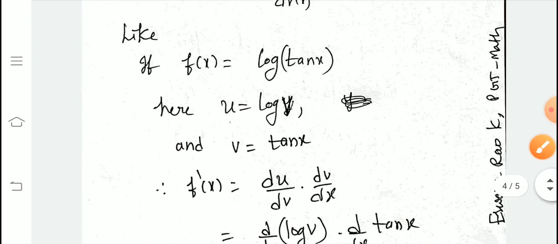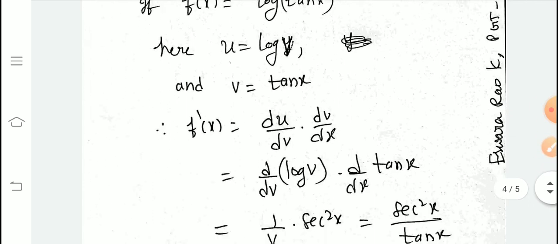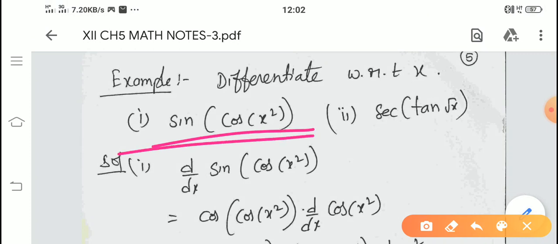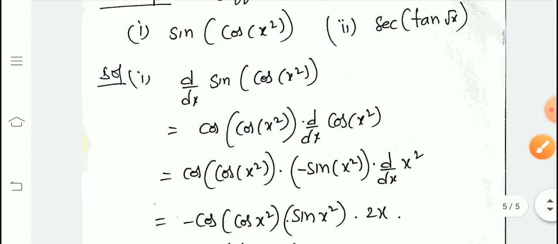So in a simple way I can say that instead of doing all these ways, there is a very simple way to differentiate it. Please try to do it the way I am explaining: sin x into cos x square, secant of tan root x. How to do it, I will explain. If you follow that approach, it is very easy to understand and very easy to remember the process also. Okay. Now see the process.